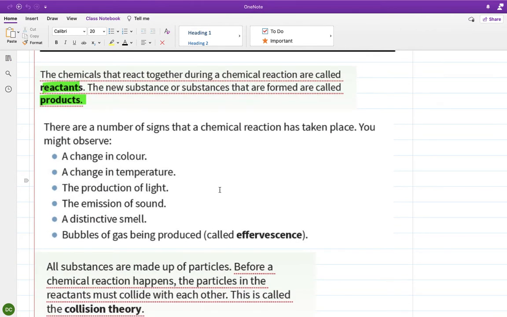And this is kind of important, and it's a question I've seen asked. How would you know? Give 2 ways in which you would know that a chemical reaction has taken place. So I just wanted to list these here. You might get a change in colour, you might get a change in temperature. Obviously if it's exothermic or endothermic, you might get a change in temperature. You might get a production of light.